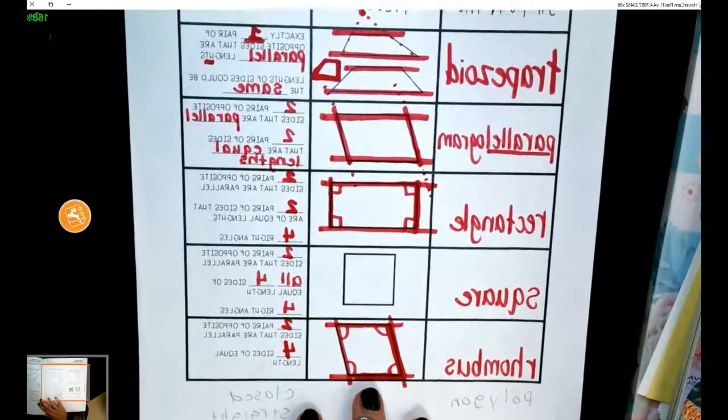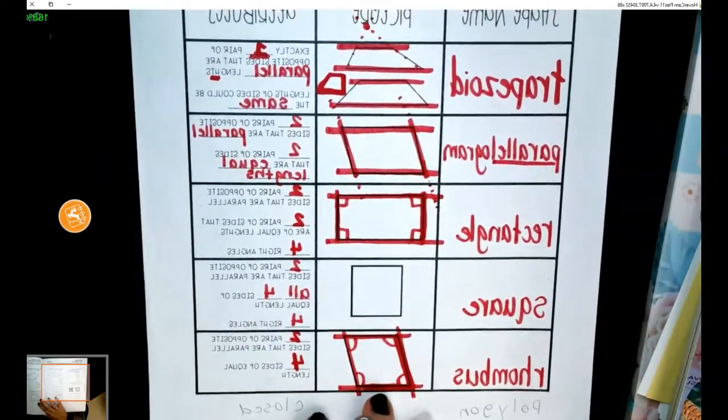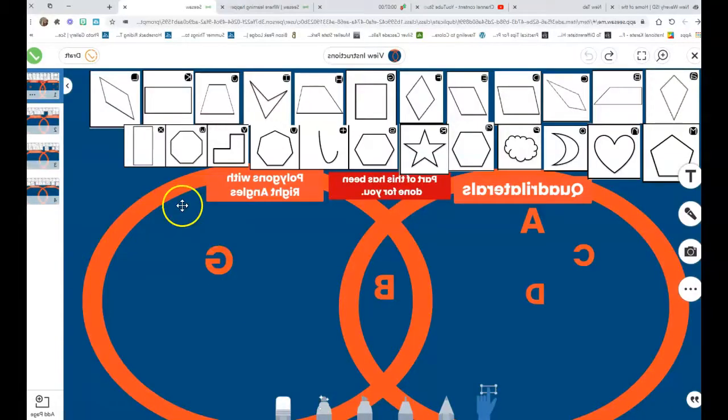This helps us figure out the attributes that are going to make it qualify for one side of the Venn diagram or the other, okay? So if I look at this Venn diagram, I have quadrilaterals on the left and polygons with right angles on the right. And then in the middle, you would have what? Both. In the middle, you would have shapes that are quadrilaterals and they have a right angle, okay?